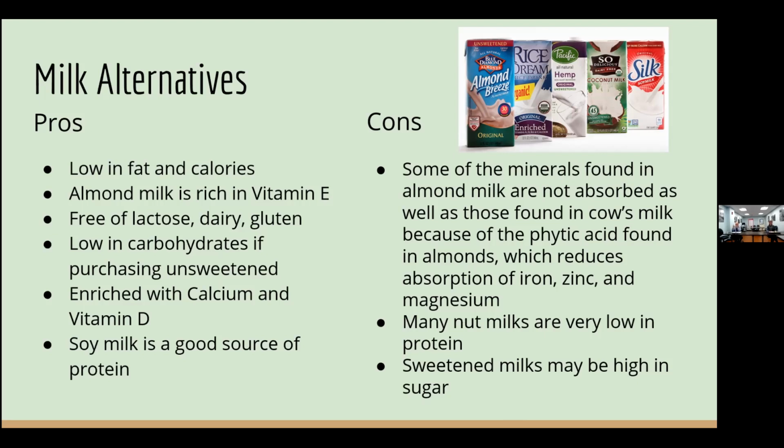The cons, though, the pros and cons now on the other side, you gotta look for those added sugars again, something sweetened. Some of the minerals that are in these are not absorbed as well because of phytic acid, which is found in almonds, not in cow's milk, and that reduces the absorption of iron, zinc, and magnesium. Okay, so some of these micronutrients that your body needs might not get absorbed. The nut milks tend to be low in protein, as well as the sweetened ones may be very high in sugar.